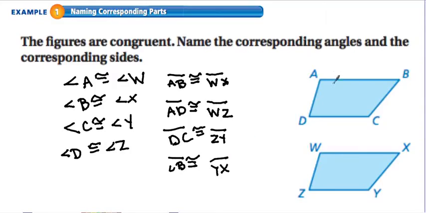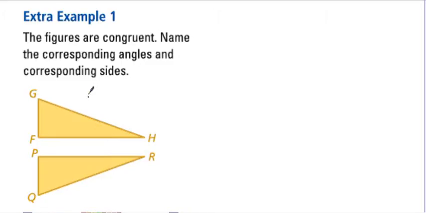And so we have a quadrilateral, which means we should have 4 angles and 4 sides. Here's another example. They tell us the figures are congruent. They want us to name corresponding angles and corresponding sides. So we're going to do this one a little differently, just for time's sake. Angle H corresponds with angle R. And so we're going to put that one little mark. That means they're congruent to each other.